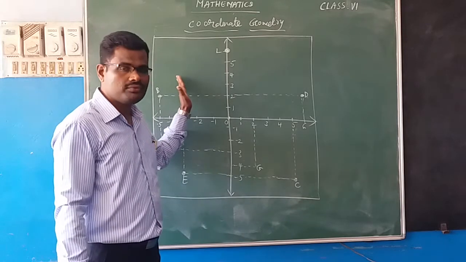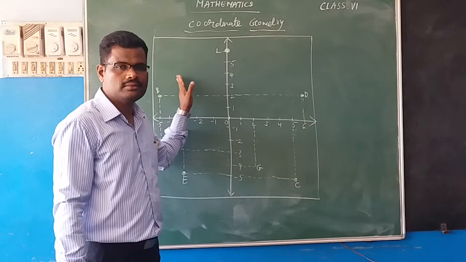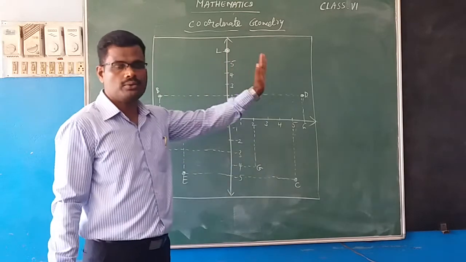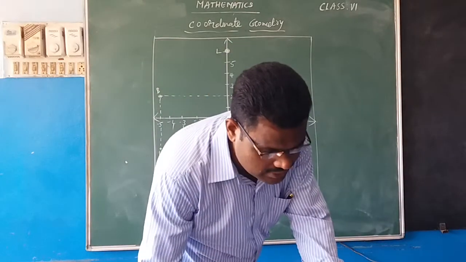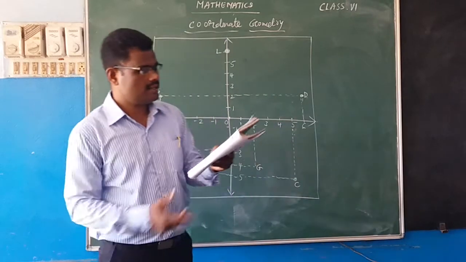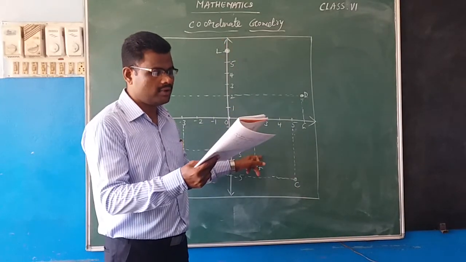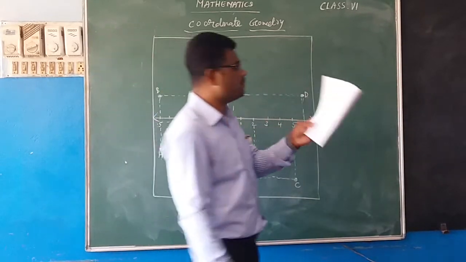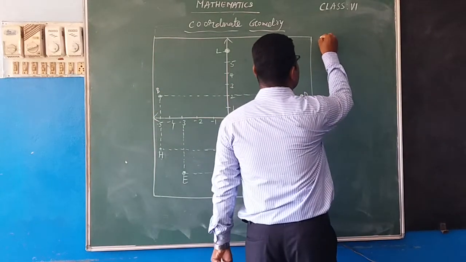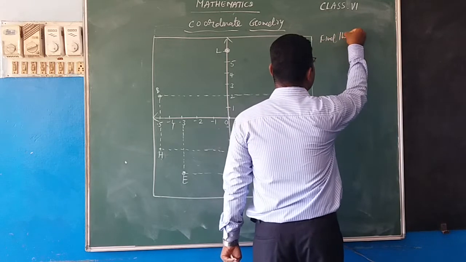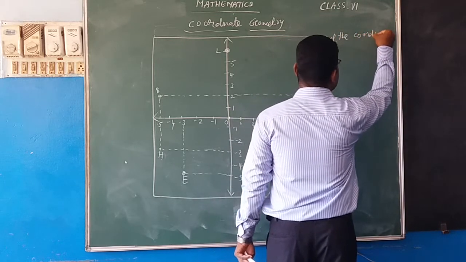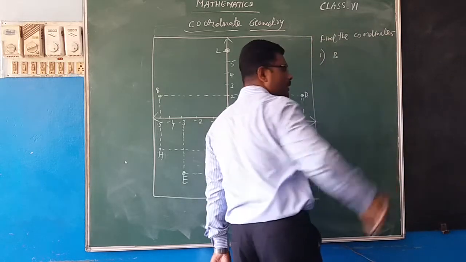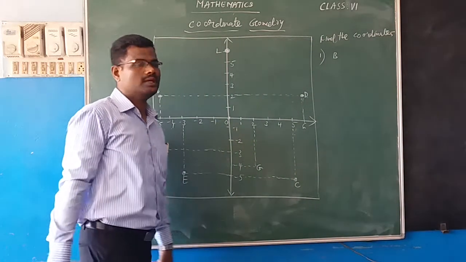So this is a graph. You must draw this figure on a graph sheet. After drawing the same figure, you have to find the values. The question is like this: see the figure and write the following. The first question is the coordinates of B. What is the question? Find the coordinates. First, we need to find the coordinates of B.